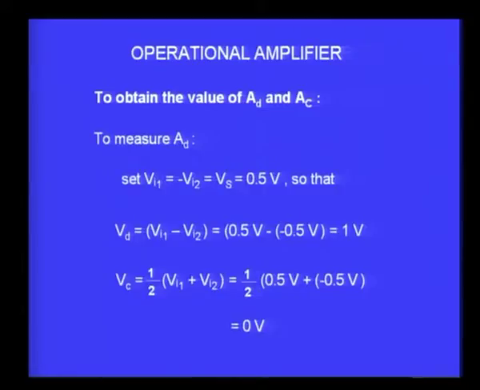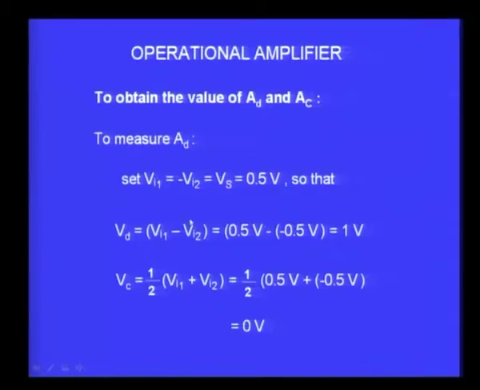Okay. Now, what I want to do is, how do we get in principle the AD and the AC? To measure AD, I can set VI1 equal to minus VI2, equal to 0.5 volts. So I keep VI1 equal to VI2 except for the opposite polarity. So it is 0.5 volts plus and 0.5 volts minus, and therefore, what will be my VD? VD is VI1 minus VI2, 0.5 volts minus minus 0.5 volts, that is equal to 1 volt.